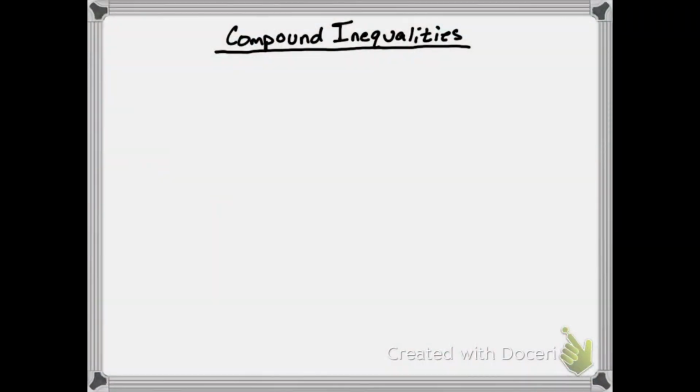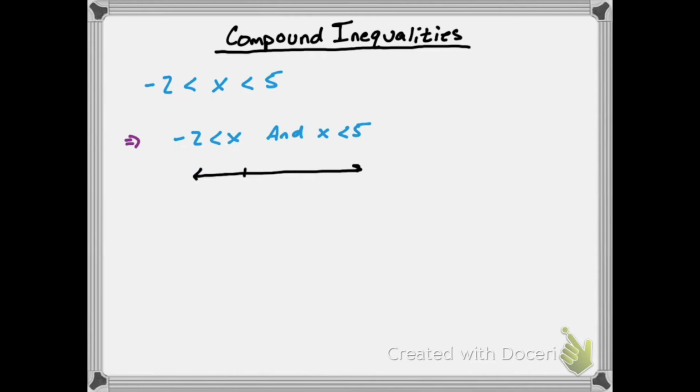A compound inequality is simply two inequalities rolled into one. Here's an example. -2 is less than x is less than 5. This is simply the combination of the two inequalities -2 is less than x, and x is less than 5.